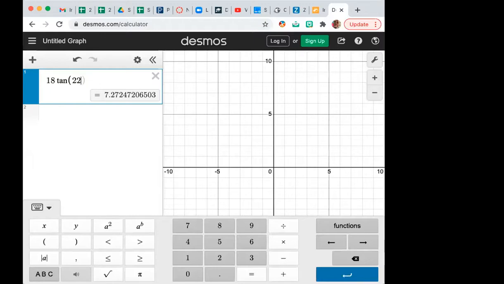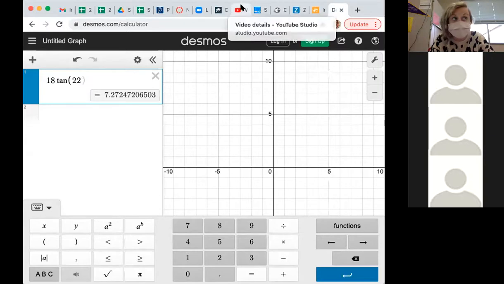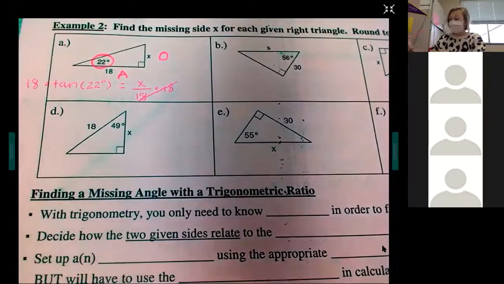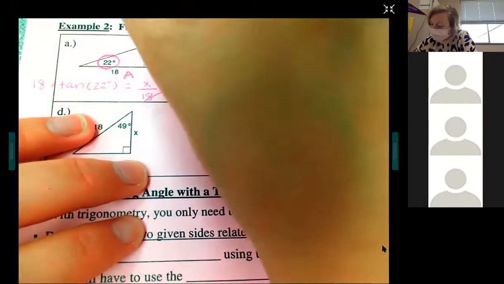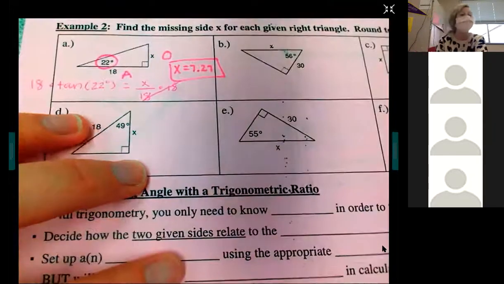Not difficult. If you're using a graphing calculator, you do it the exact same way. Change your mode to degrees and then hit that tangent button that my boys on here were talking about earlier. Is everybody okay with that? Are y'all sure? Okay, so we got 7.27. That should be X. So I'm going to share my screen back. We got X equals 7.27. That's your answer. You found the missing side.